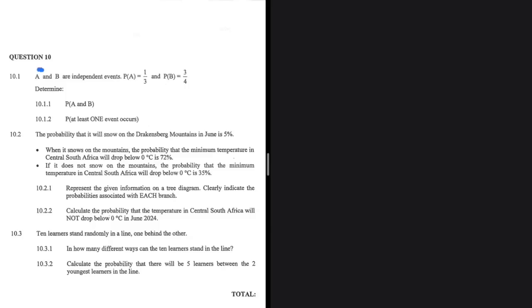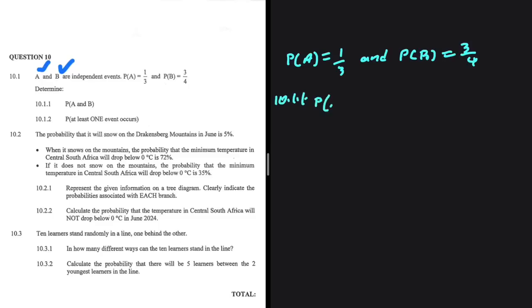We have events A and B that are independent. The probability of A is equal to 1 divided by 3, and the probability of B is equal to 3 divided by 4. The first question, 10.1.1, we're looking for the probability of A and B. The probability of A and B will be equal to the probability of A multiplied by the probability of B. A and B are independent events.